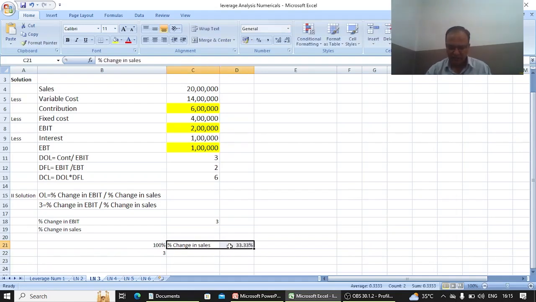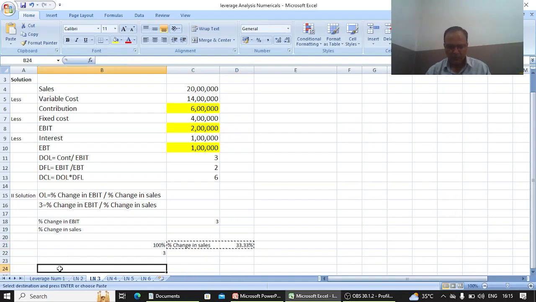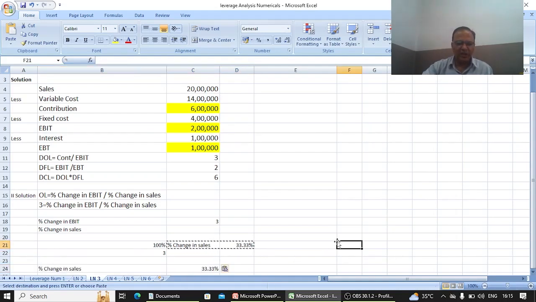So finally, the answer is percentage change in sales is equal to 33.3%. It means if an organization wants to change its EBIT by 100%, then the organization has to increase sales by 33%. So I'm writing here for your convenience.